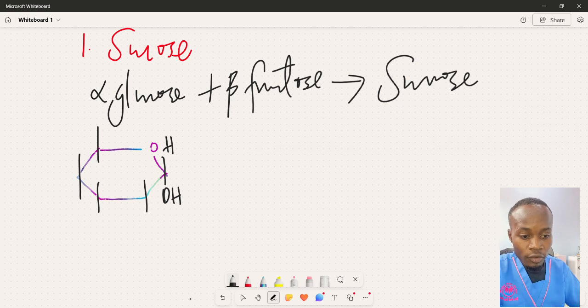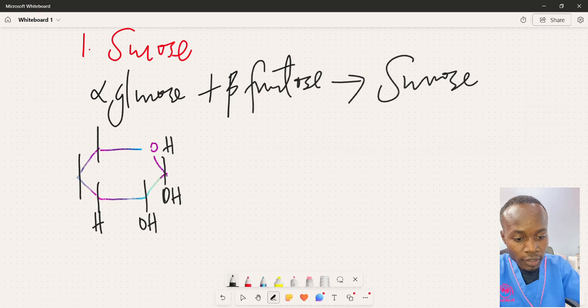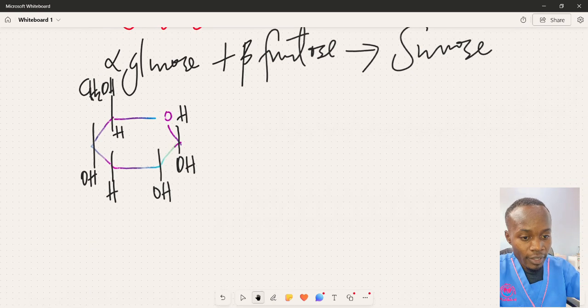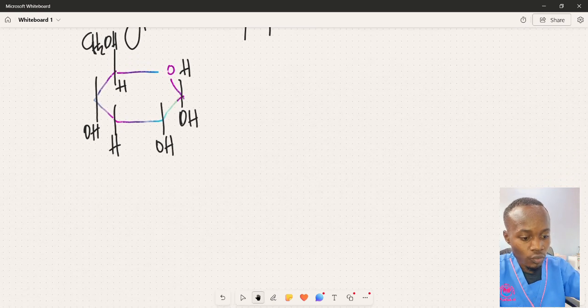So after that, for glucose, carbon number 2, we always have OH to the right, so we have OH down here, then we have H here, then at carbon number 4 we always have OH here, and carbon number 5, because during the process of forming the cyclic there was some change and the OH went here, so down here we are going to have H, and up here we are going to have CH2OH, just as usual.